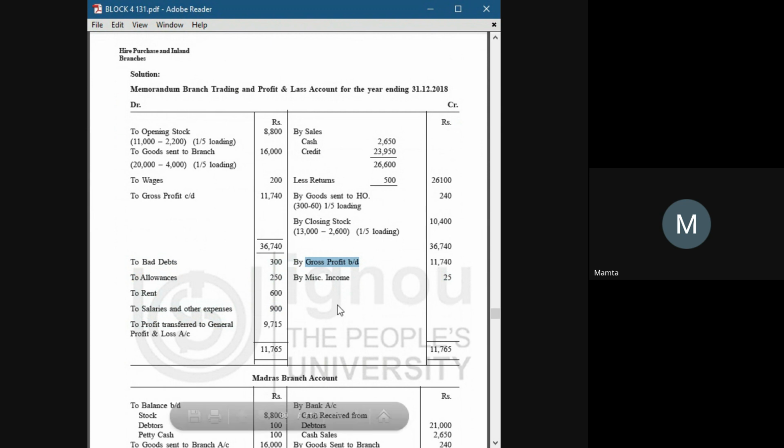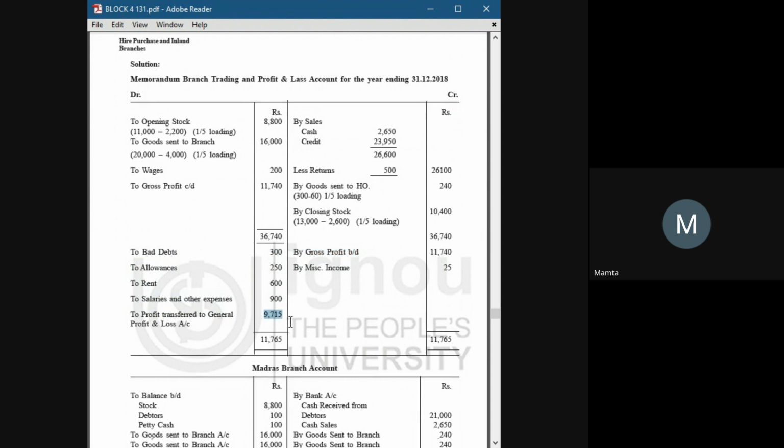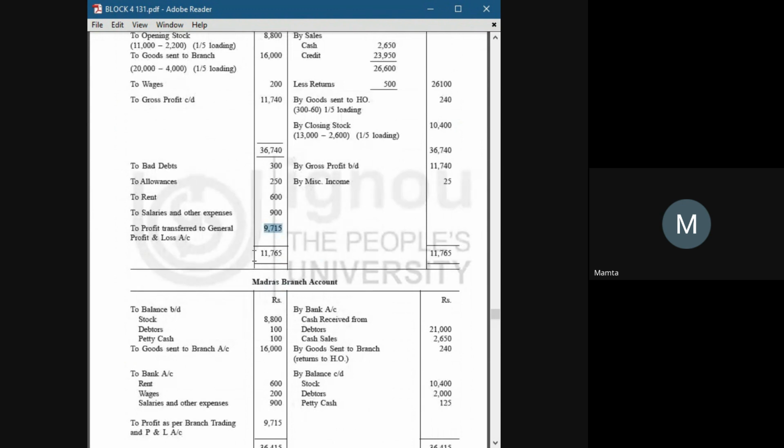When you calculate both sides, again it will show a credit balance, and you need to put this amount here for the balance under the name of profit transferred to general profit and loss account. Okay.